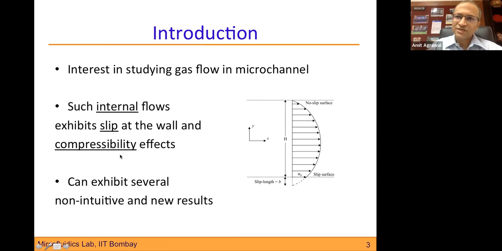So even a few centimeter long channel can have a huge amount of pressure drop, because of which the density can vary even by a factor of 5 to 7 in a very, very small channel. So these flows exhibit a strong slipping effect as well as compressibility effect. And along with the fact that these are internal flows, that makes them quite unique to study. And that's how we started looking at them.